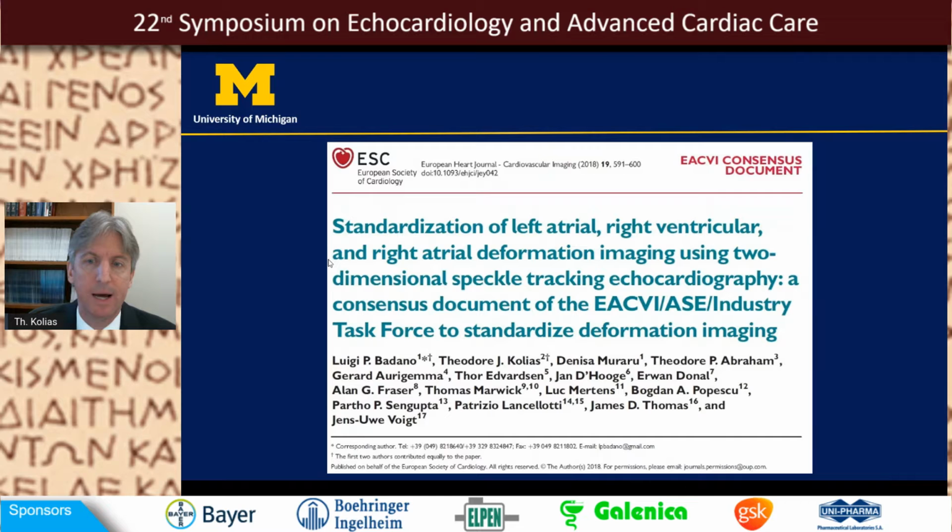And in order to better standardize how this is performed, a task force was formed by the EACVI and the American Society of Echo, together with our industry partners, to standardize deformation imaging of not only the left atrium, but the right ventricle and the right atrium as well. And this task force published a consensus document in 2018, which included recommendations.